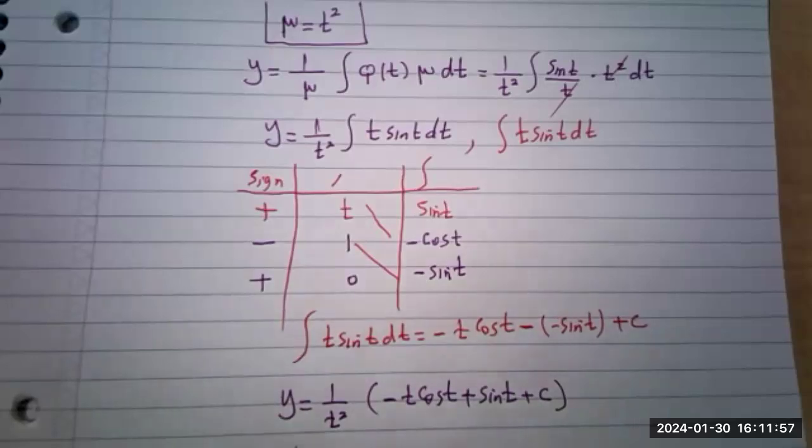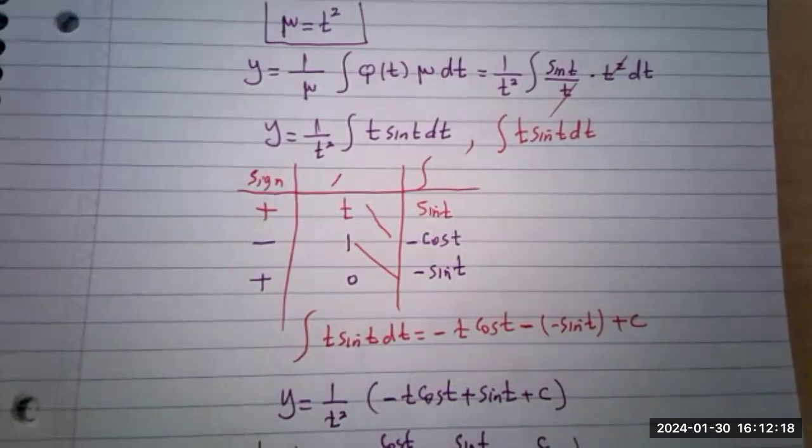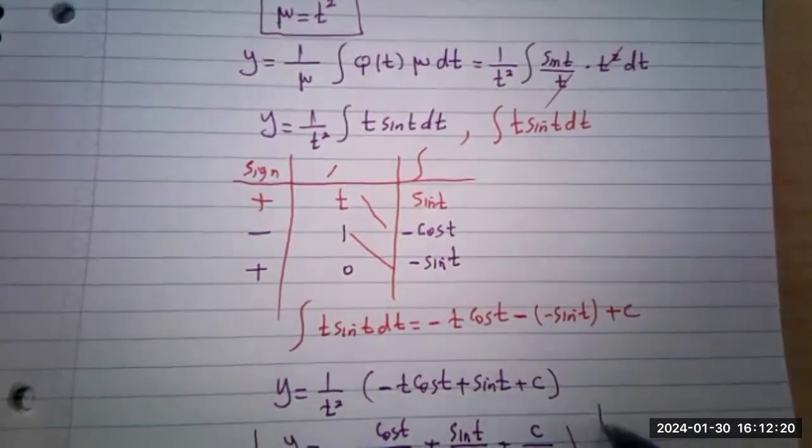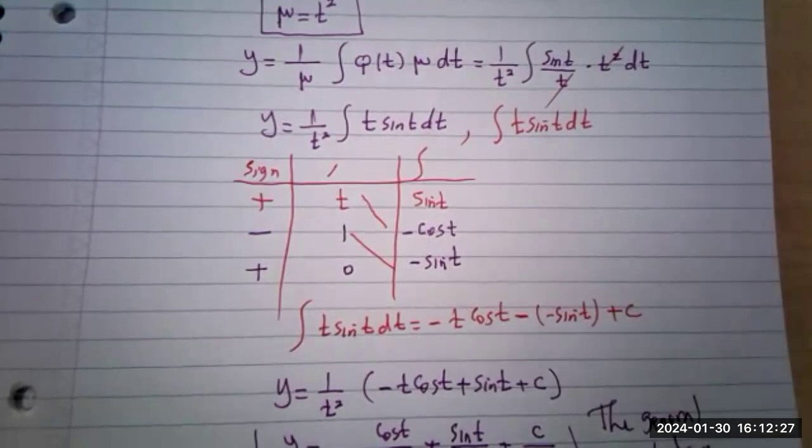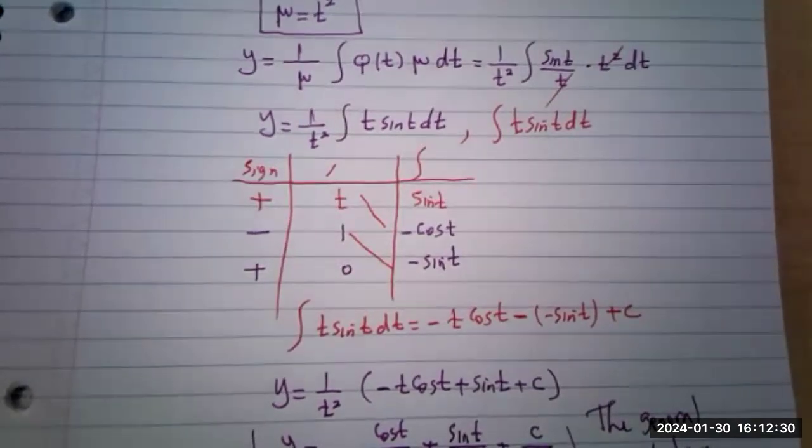Okay, so if you multiply inside, it's going to be negative, the first one would be cosine of t over t, one of these t's will cancel out. The second one is going to be plus sine t over t squared. The last part would be c over t squared. Of course, this is the general solution. Any question? And you're not done because you have to use the initial value.